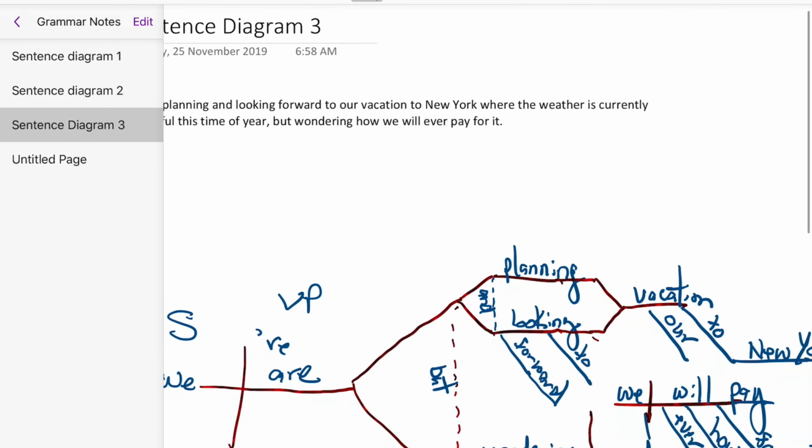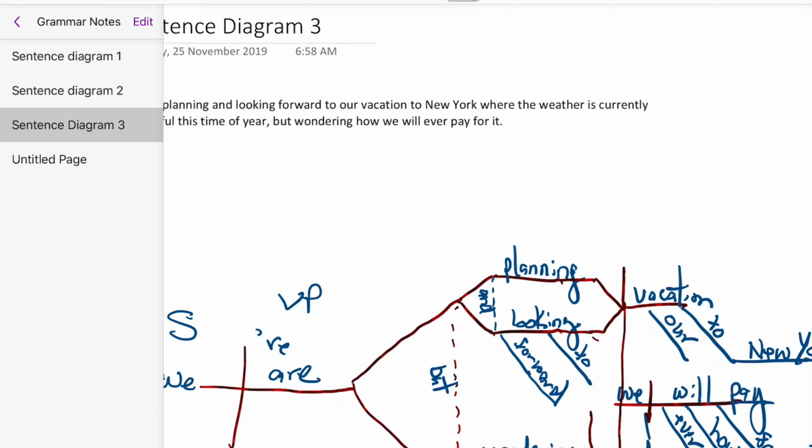Now let's take a look at planning. We are planning. Now notice where we have vacation. We're going to have essentially a line that goes from top to bottom here to indicate, in fact I have it here after wondering, but after planning and looking we're going to have a vertical line that is going to indicate direct object. So we're going to have a direct object here that is coming after the verb phrase.